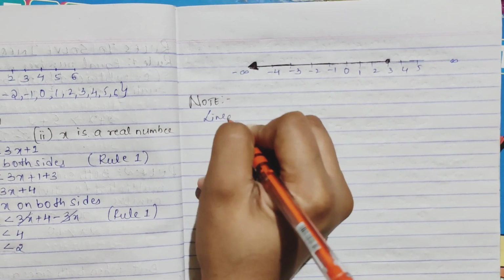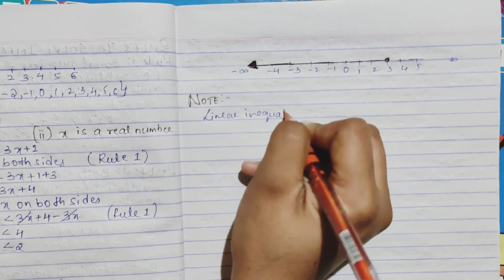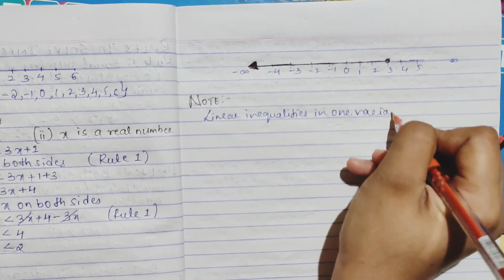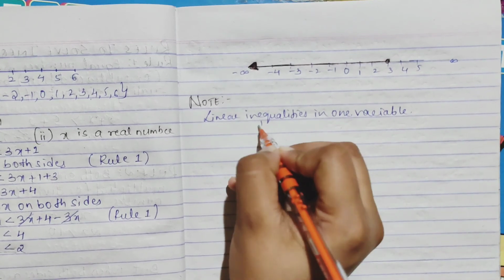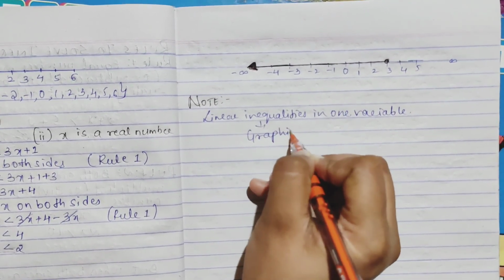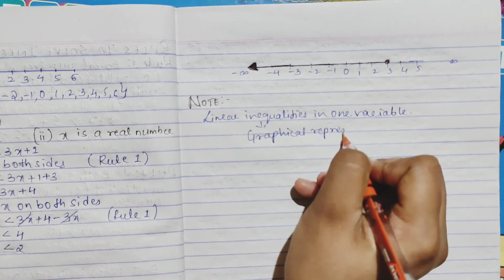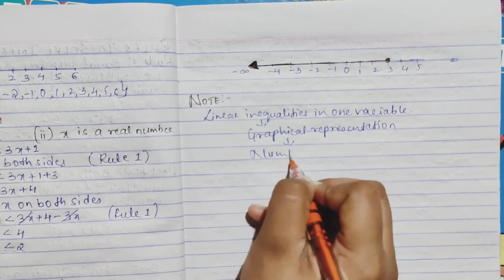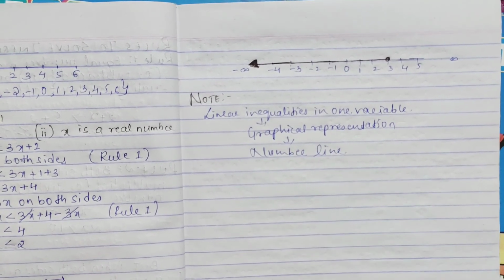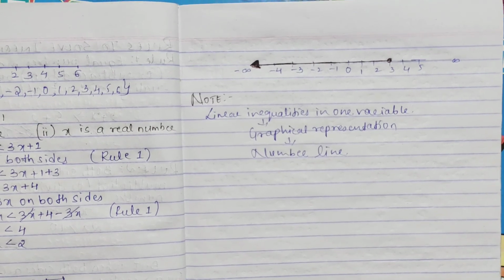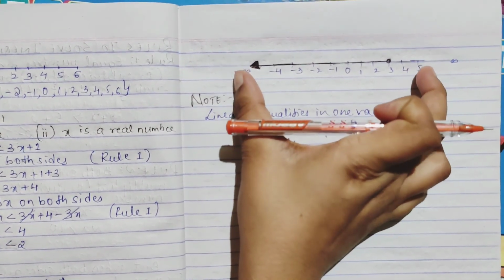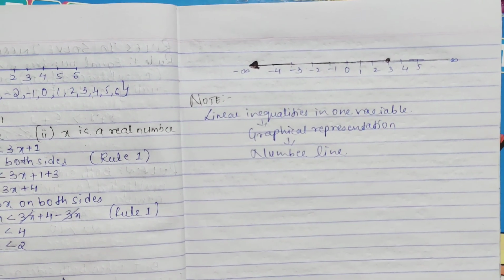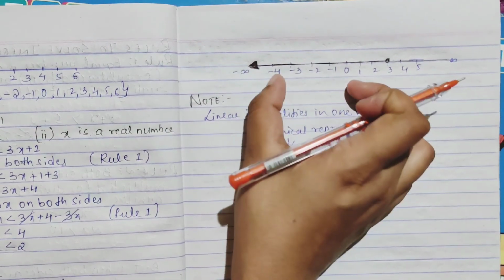On graphical representation, one note you can take, which will be very useful: linear inequalities in one variable, its graphical representation will always be on the number line. I have already explained one variable and two variables. In this case it was in one variable only, just x. So we have represented this on the number line.